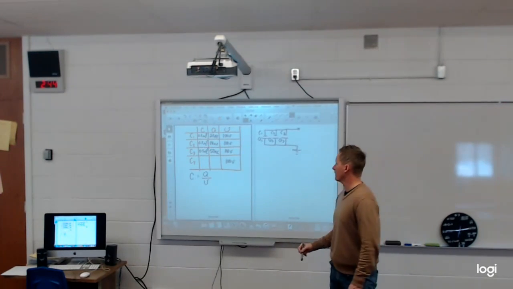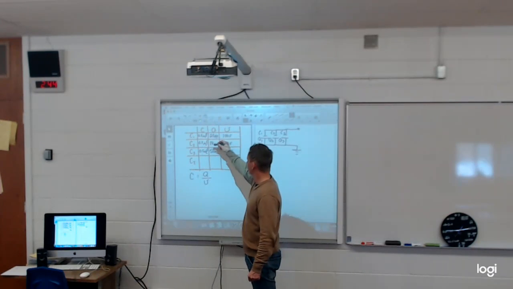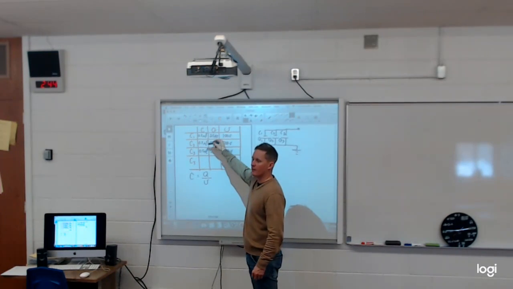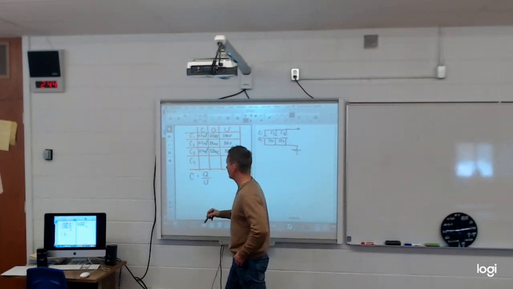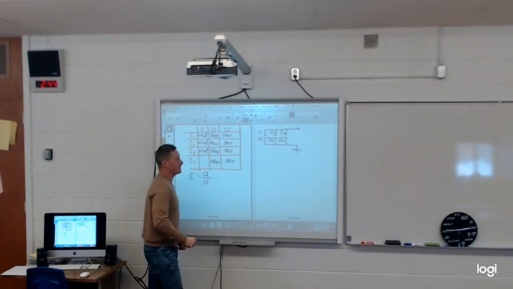Add them together. 20 and 30 make? 20 and 30 add together to give me what? 50. 50 and 50 make? So 100 microcoulombs. Now look at this.